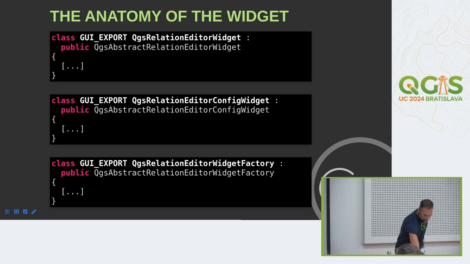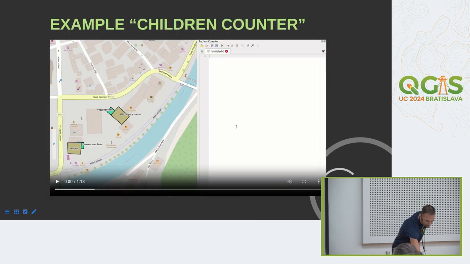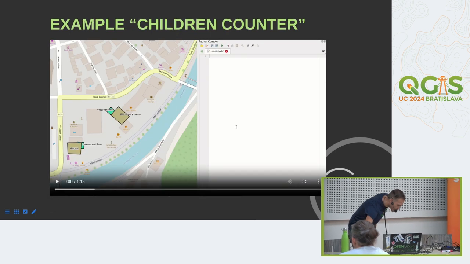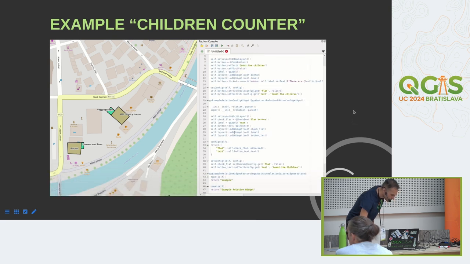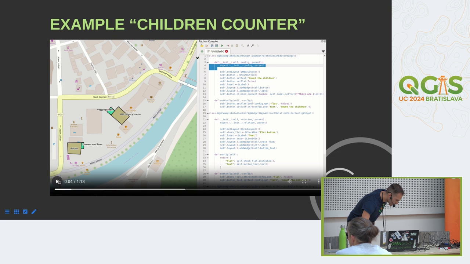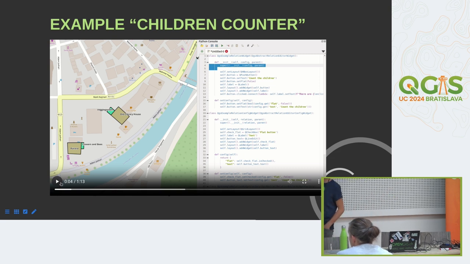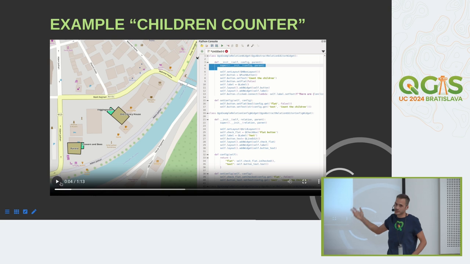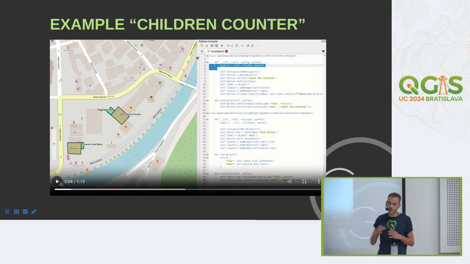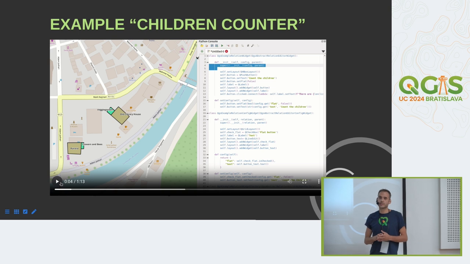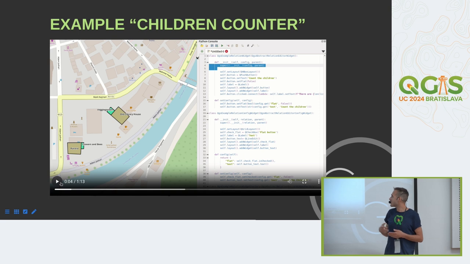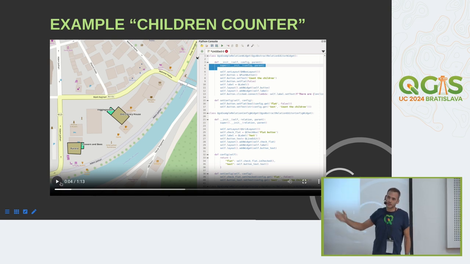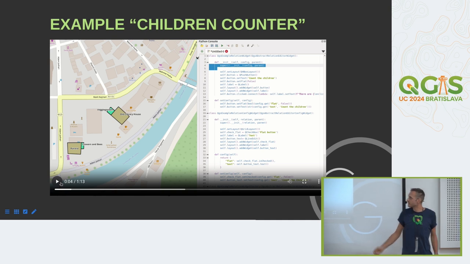Let me show you an example here as well. Let's maybe first mention what it should do. Here I create a new Relation Editor widget based on the base class, having all the functionality in the background, but not having the GUI of the Relation Editor widget, because I only want to have here another button counting the children objects.